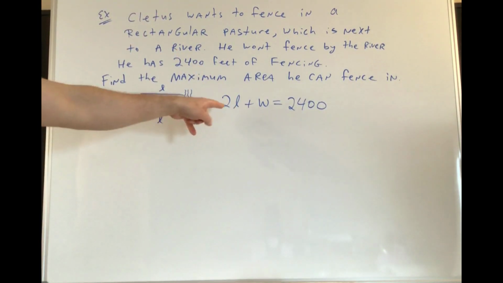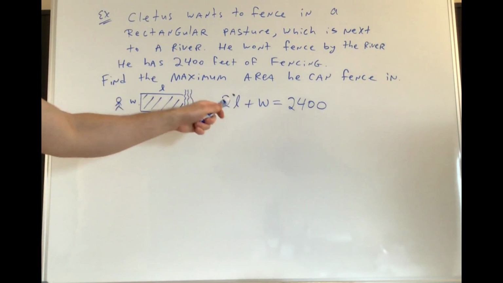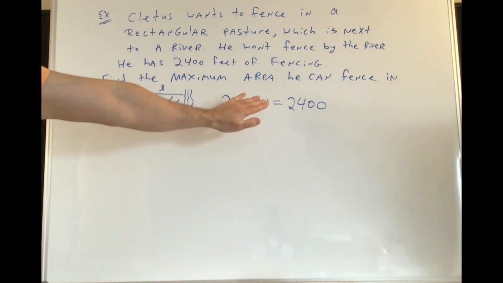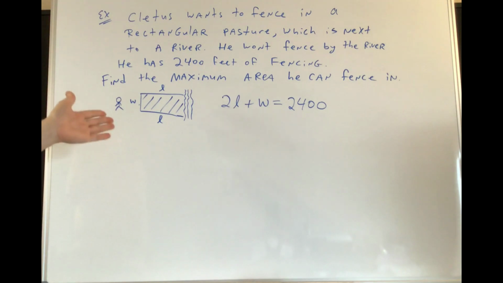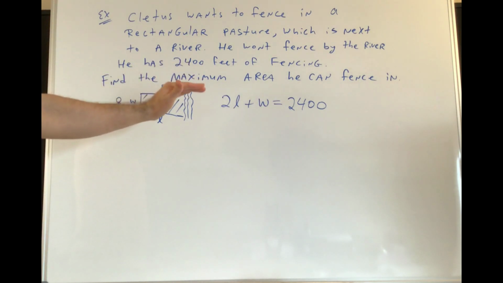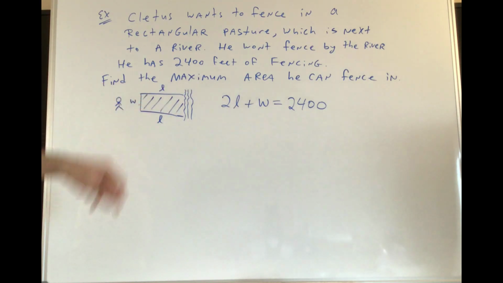So this is my equation. Whatever I decide L and W are going to be to maximize the space inside, it has to add up to 2,400. I can't use 3,000 feet of fencing. There would be a bigger area, but it doesn't work. He only has 2,400 to work with. So I'm looking to figure out what L and W are.